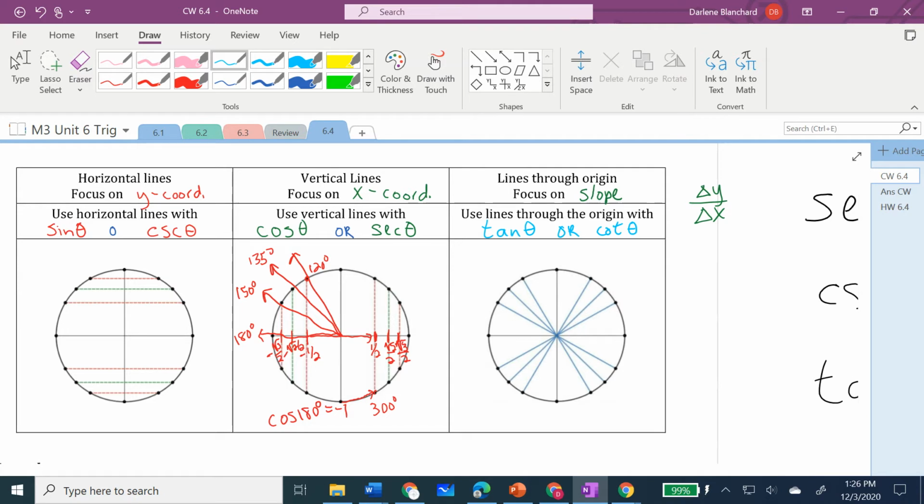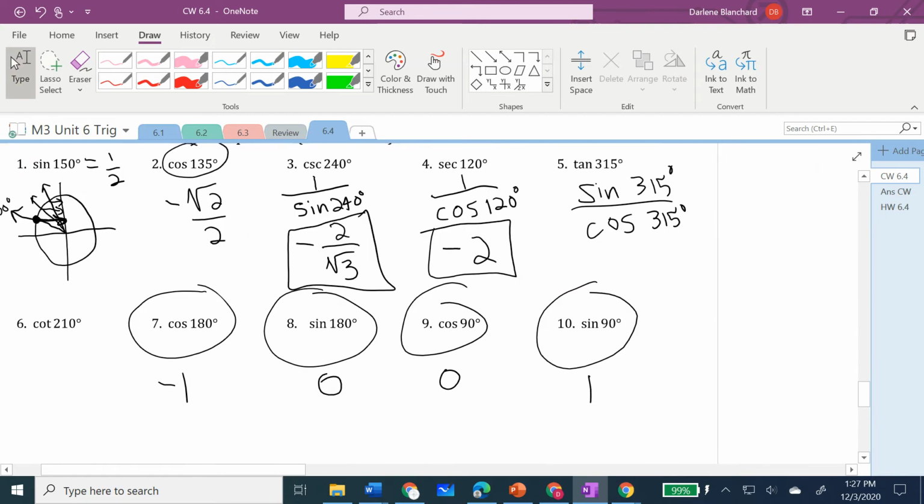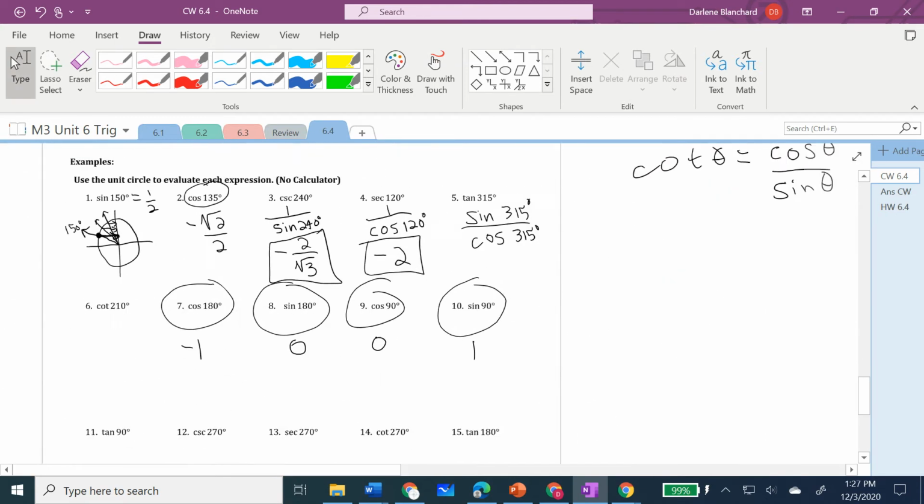Horizontal lines focus on y-coordinates. You want to look at horizontal lines when you are dealing with either sine or its reciprocal cosecant. When it comes to vertical lines, those are looking at x-coordinates. And you want to use those when you are looking at cosine of an angle or cosine's reciprocal secant. So now that you have all these strategies, let's try to finish up the classwork.